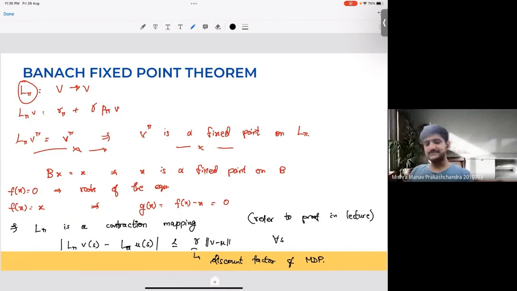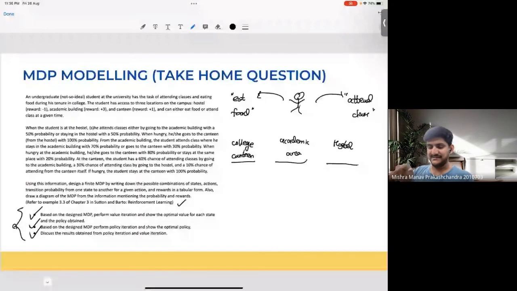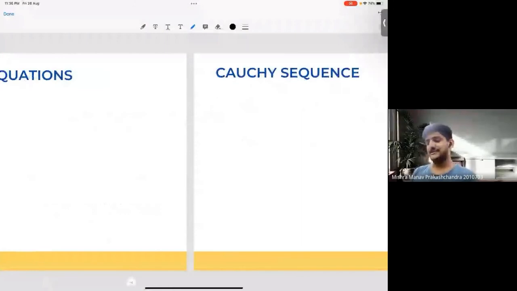Okay, so I think this was all that was there for week 4. I had given you this MDP modeling problem. It's a take-home problem. So you can design the MDP. You guys have already done 2 example problems in Aniket's TA. So do this MDP and try to answer these 3 questions. This is one take-home assignment that you can have.